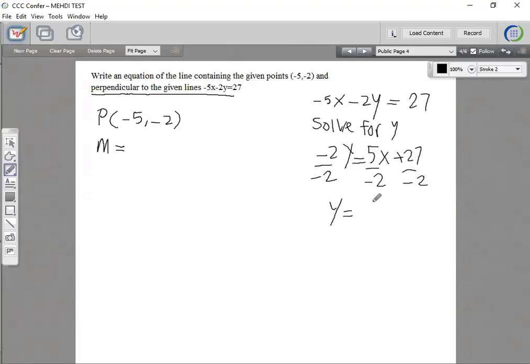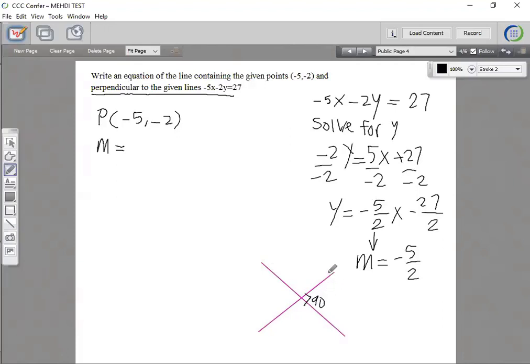Then y would be equal to -5/2x minus 27/2. So the slope of my reference line is -5/2. If two lines are perpendicular, the slopes are negative reciprocals of each other. So if the slope of the first line is, let's say, a/b, the slope of the other line would be the negative reciprocal of that, which is -b/a. You need to know this fact.